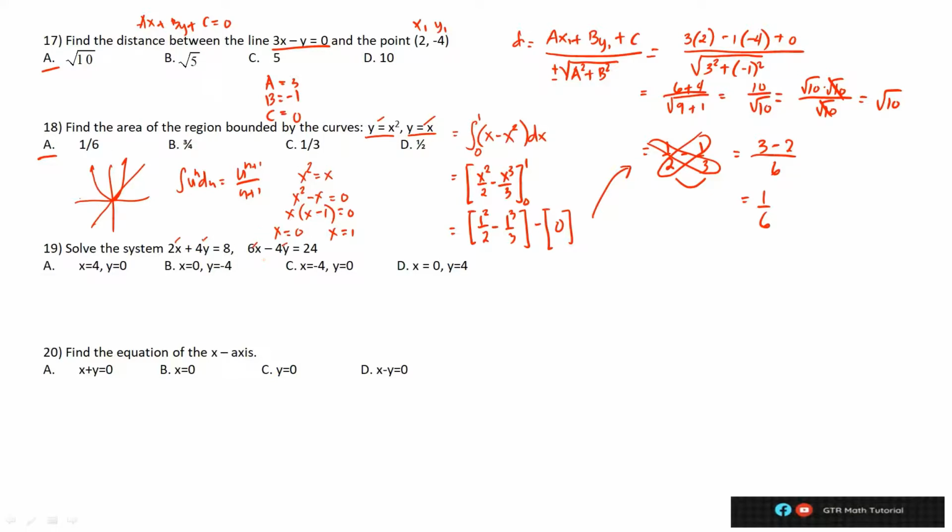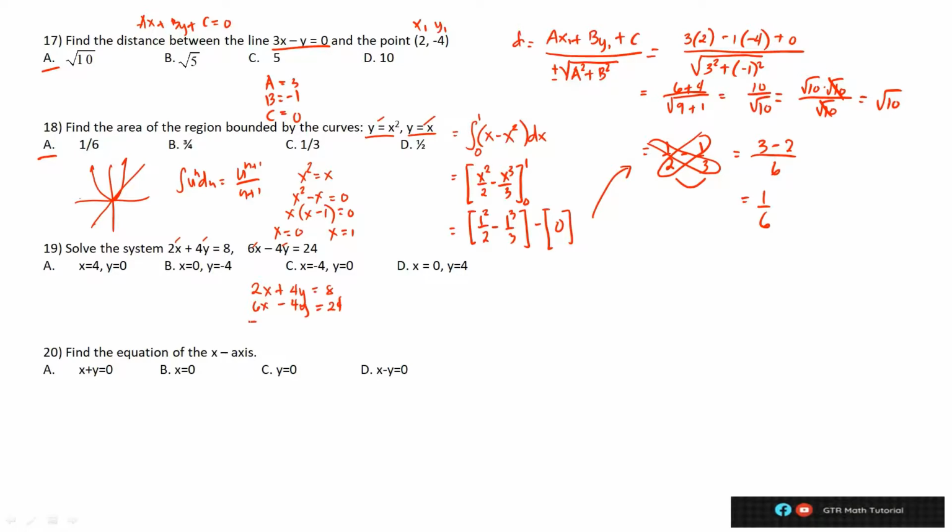So ganun lagi pag mag-solve kayo ng system of equations, tingnan nyo yung coefficients. Pag may parehas, edi all we have to do is add or subtract. So dito, sa case na to, i-add na lang natin kasi we have positive 4y and negative 4y. So pag in-add natin yun, makakancel na agad. So we have 2x plus 4y equals 8, equation 1. And then we have 6x minus 4y equals 24.